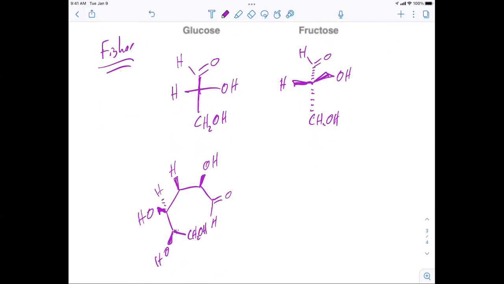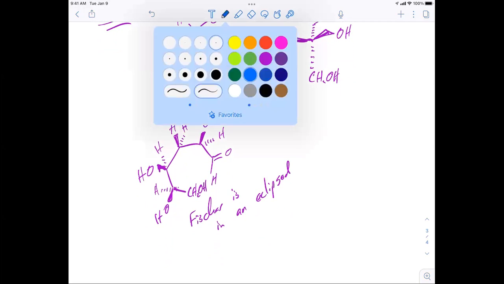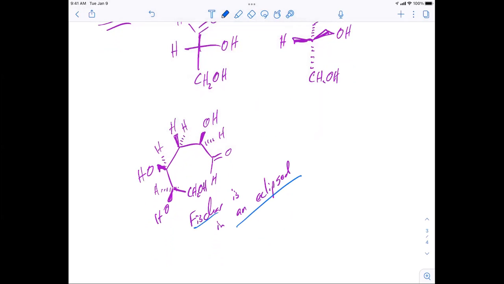And so if we look at this, if we took it around to the side. Okay, so the drawing here is in an eclipsed formation, right? So therefore, that's one of the reasons we don't like it, right? Since Fischers are eclipsed, what would be the highest energy conformation? Eclipsed, right? So a Fischer by definition is always going to show the least likely conformation of any molecule.